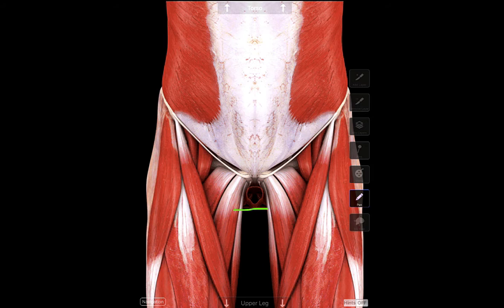Okay, so bulbospongiosus, ischiocavernosus, and superficial transverse perineal muscle.